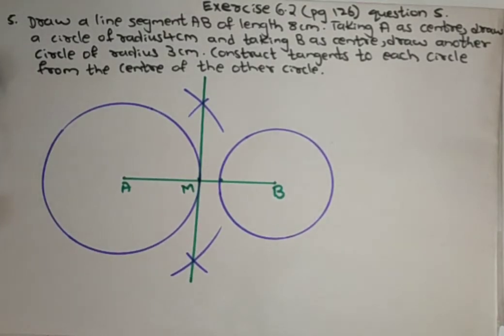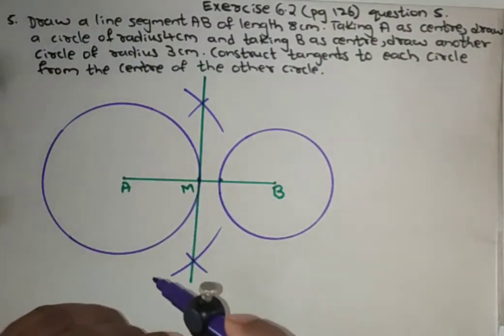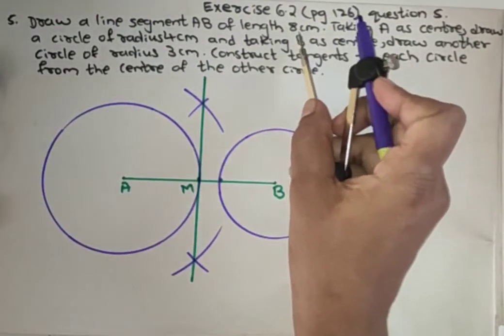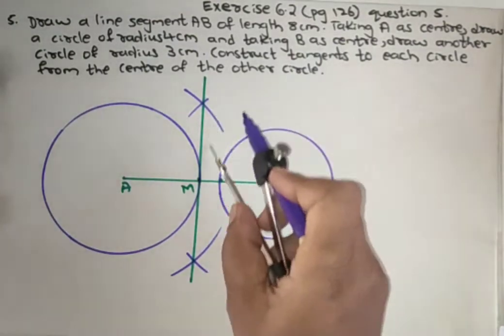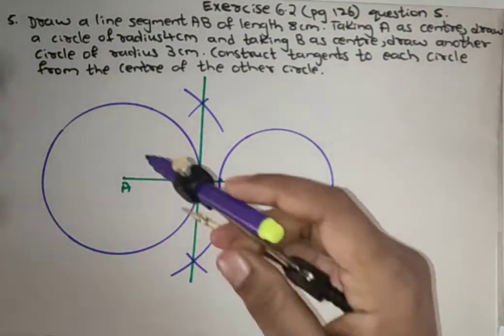Now with M as center and MB as radius, draw a circle. Here you can take MB or AM, both are the same. If we draw a line segment of 8 cm and draw the perpendicular bisector of that, we will get how many centimeters? 8 by 2.